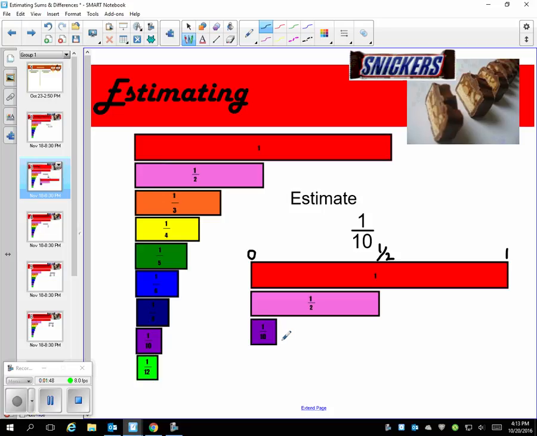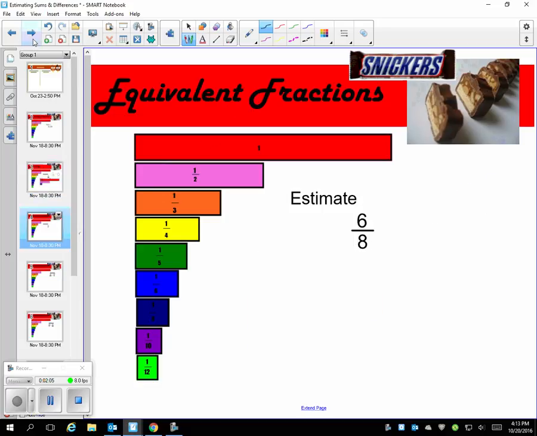Right, it's closer to 0 because if we look, 1/10 comes right here. If we were to pretend this was a number line, 1/10 actually falls closer to 0. So 1/10 is estimated to 0. All right, let's take a look at another one.